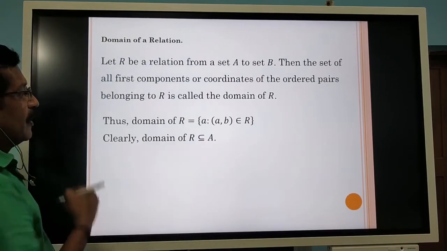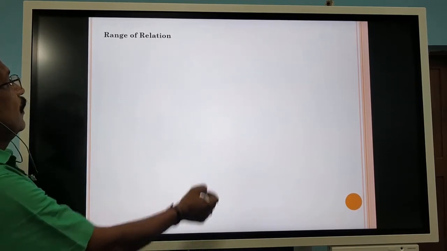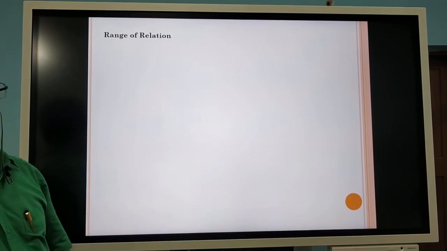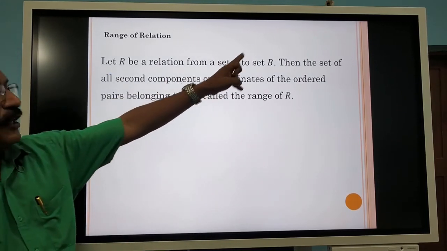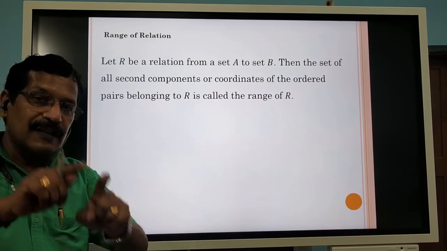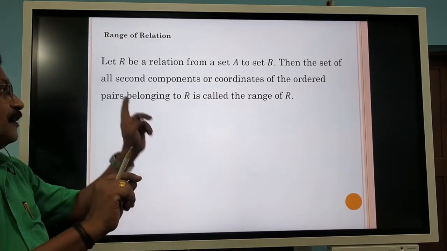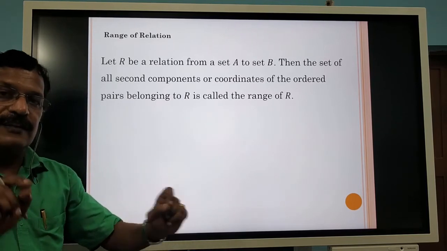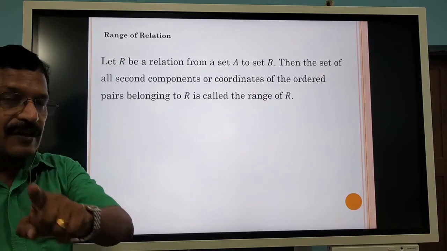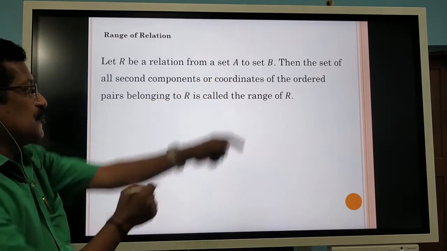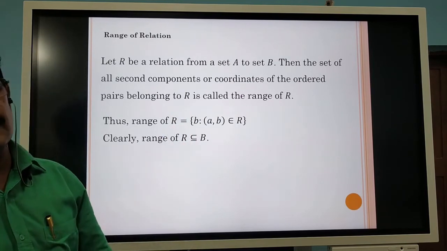Clearly, domain of R is a subset of A. Now, range of a relation. Let R be the relation from set A to set B. Then the set of all second components or coordinates of the ordered pairs belonging to R is called the range of R. Clearly, range of R will be a subset of set B.